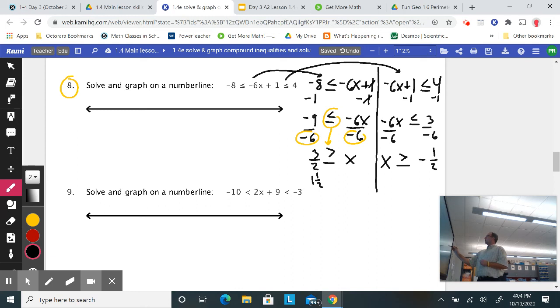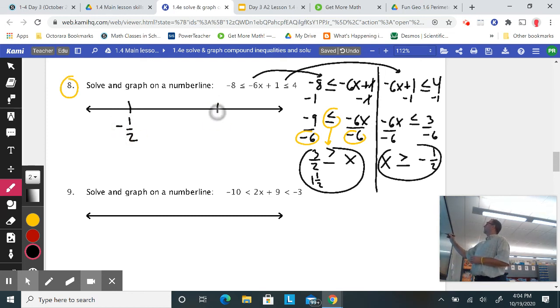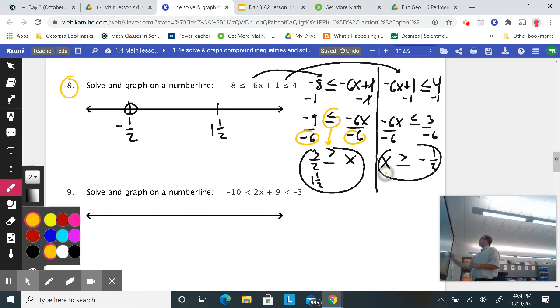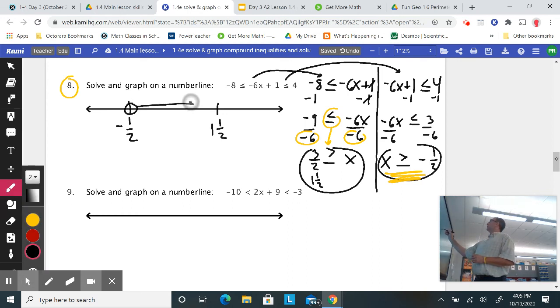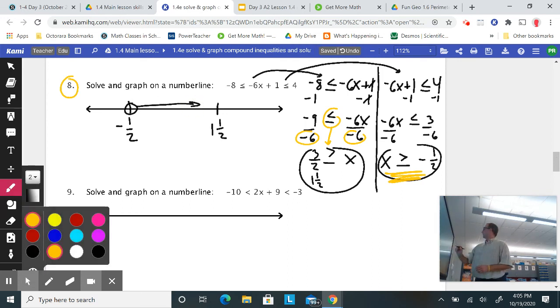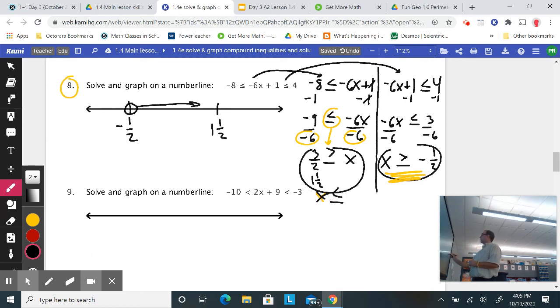So I need to use -1/2 and a positive 1 1/2. So -1/2 will go here, positive 1 1/2 to the right. I'm going to circle -1/2, and I'm going to look at the one on the right. It says all the numbers that are greater than -1/2. So that means I'm going to shade going this way. And then the other one says if I move the x to the front, to the left, excuse me, I reverse the sign. So I want all the numbers that are less than or equal to 1 1/2.